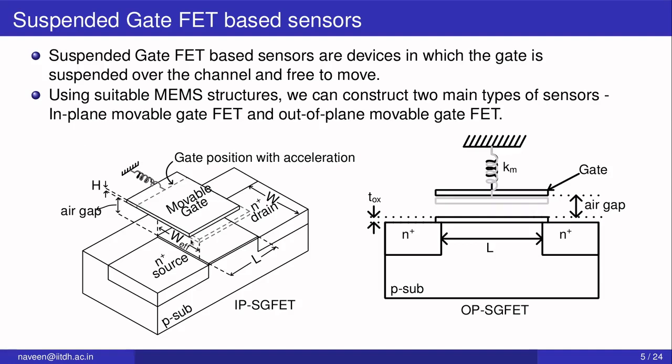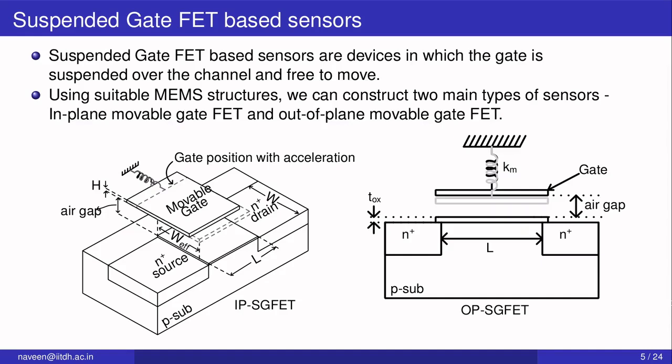So whenever the gate moves, it changes the effective width, it moves parallel to the plane of the channel, and that change in the width can then be read out using a circuit which is comprised of this transistor. Or you can also have what is known as vertically movable or out of plane movable, in which the gate can move closer or farther away from the channel, thus effectively changing the air gap. This also changes the characteristics of the transistor, and which can be read out using a circuit which is made up of this transistor.